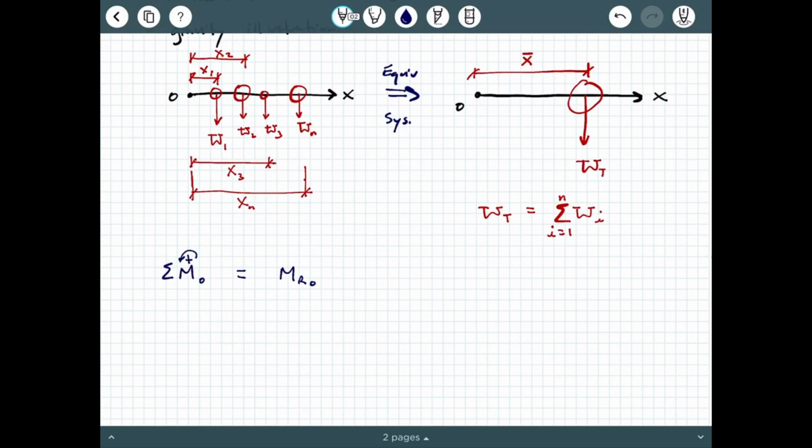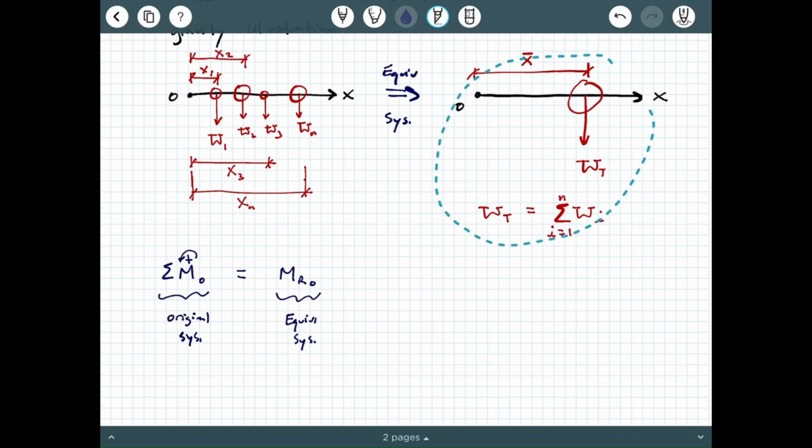Now, how do we piece this together? Well, guess what? This left part of the equation is from the original system, and the right side of the equation is from the equivalent system. So again, this left side of the equation corresponds with this original system, whereas the right side of this equation is going to correspond with this equivalent system.